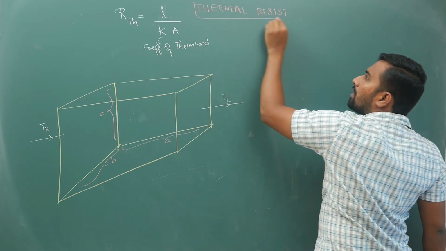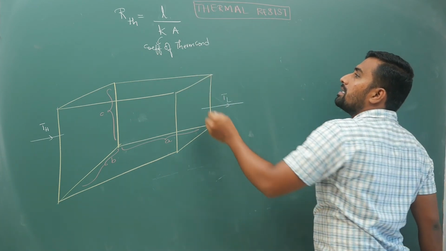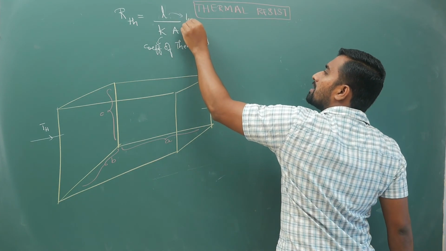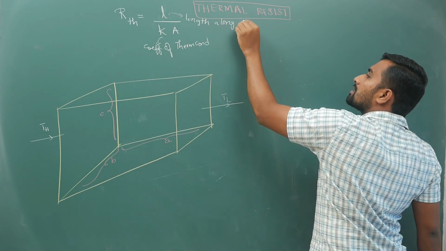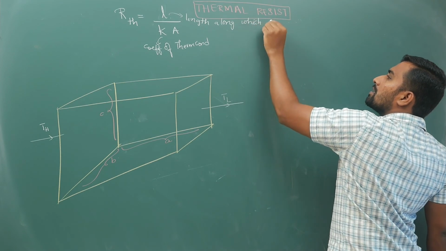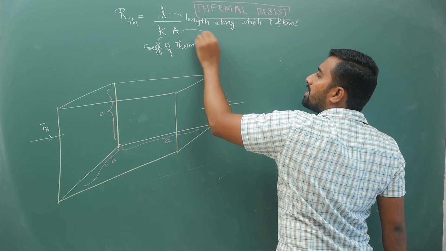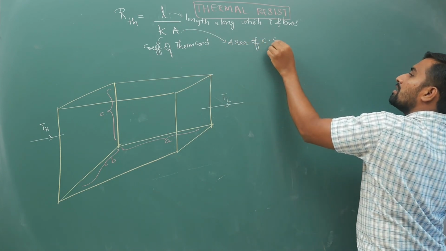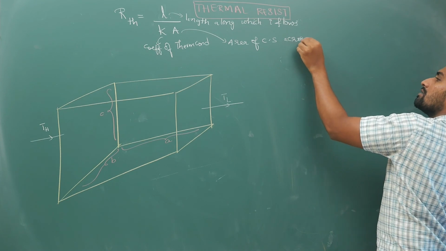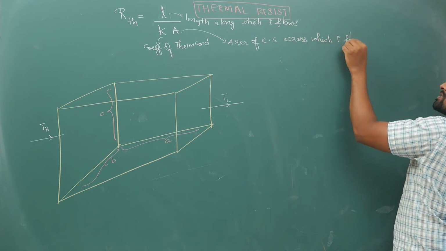For this topic I will keep the heading as thermal resistance. For this thermal resistance part, your L is the length along which current flows or heat energy flows. A is the area of cross section across which current flows.